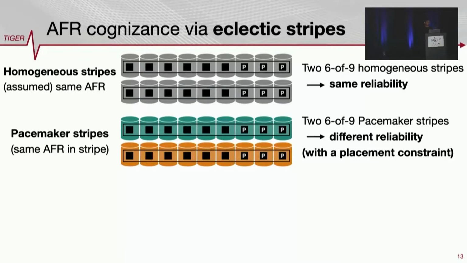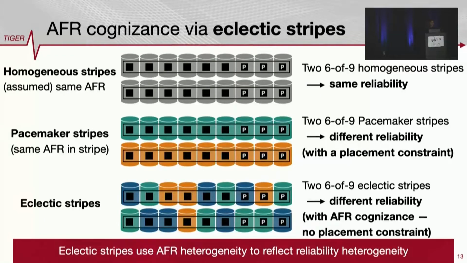In Pacemaker, you differentiate the different R groups, and if you have two 6-of-9 stripes on different R groups, you actually do get different reliability, but that comes at the cost of having a placement restriction. With eclectic stripes, you use the same allocation algorithm as that of the homogeneous stripes, but now by being able to calculate the reliability accurately by taking into account the AFR heterogeneity within each stripe, eclectic stripes can also result in different reliability in 6-of-9 stripes based on exactly which disks are participating in that stripe.